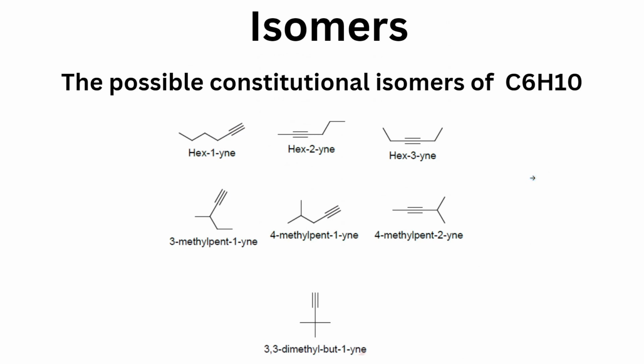The isomers. Constitutional isomers and stereoisomers. So what are those? Constitution isomers are molecules that have the same molecular formula, but the atoms are bound together in a different sequence. Which is what we're doing, which is alkynes. Alkynes is a constitutional isomers. And the other one is stereoisomers.